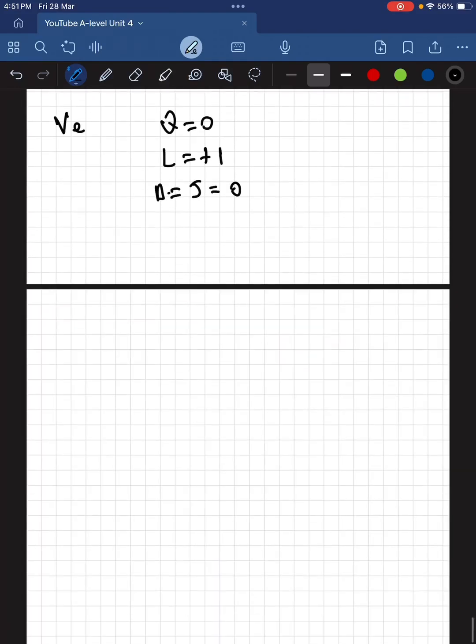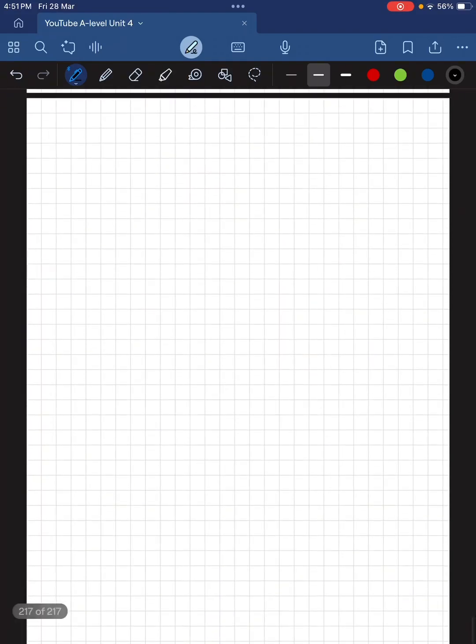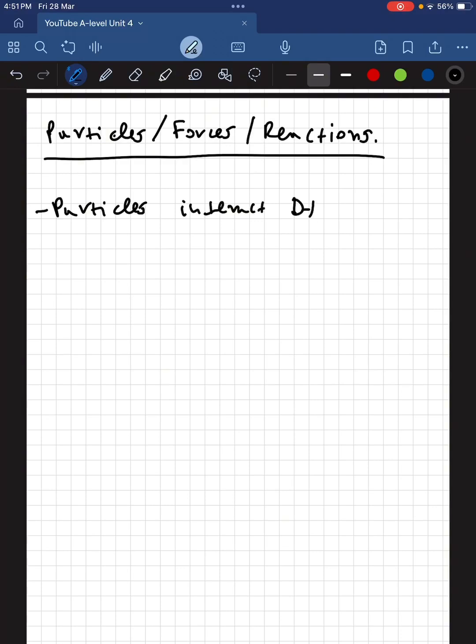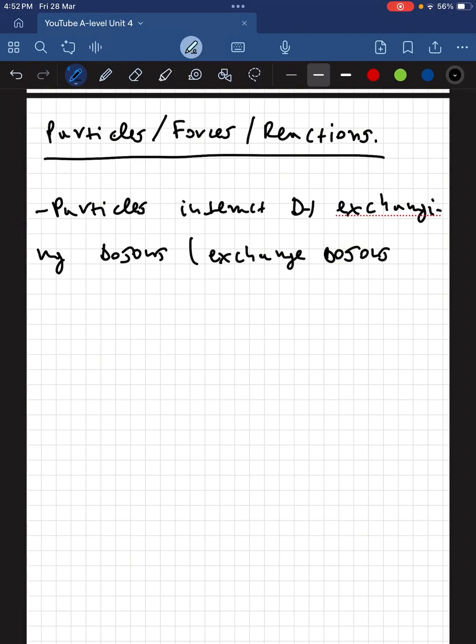Okay. Now let's go talk about particles, forces, and reactions. So particles, I already hinted towards this direction. So particles interact by exchanging bosons, which are called exchange bosons, and are the mediators we talked about in the beginning.